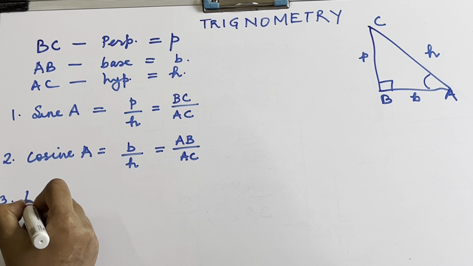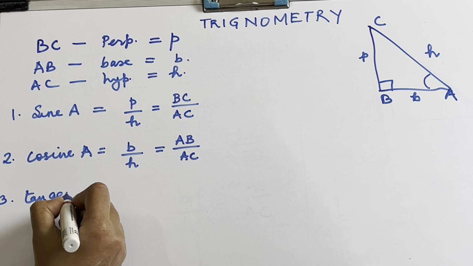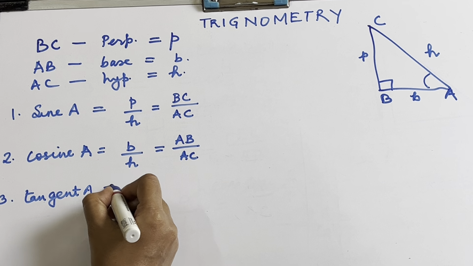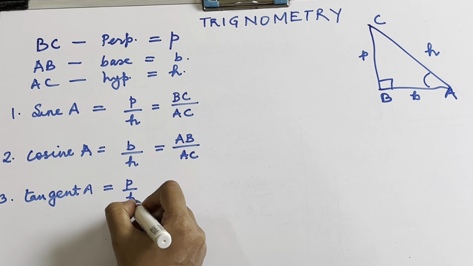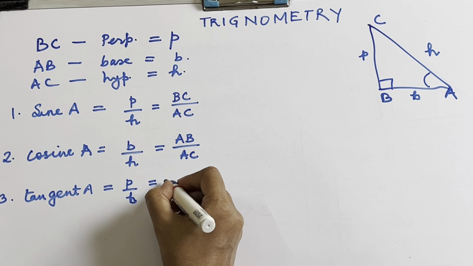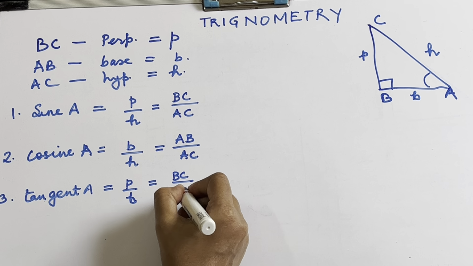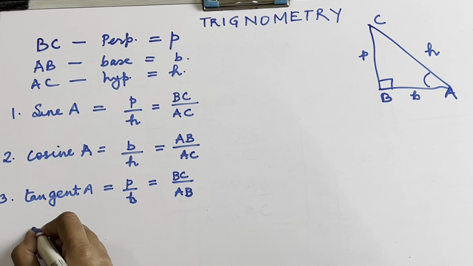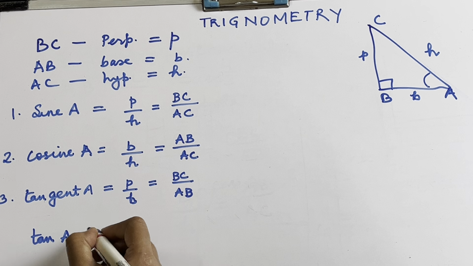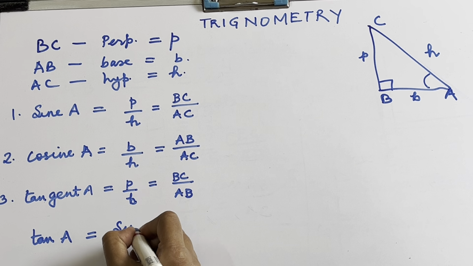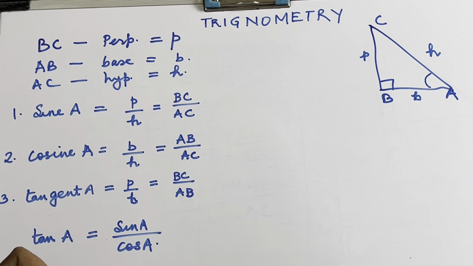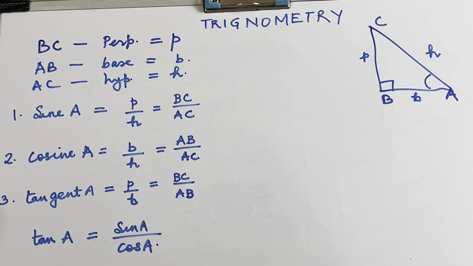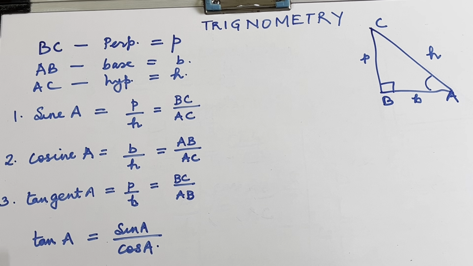The third ratio is tangent A. Tangent A is given by perpendicular upon base, which in terms of sides is BC by AB. Tangent A is also given by sin A upon cos A. So these are the three basic ratios of trigonometry.